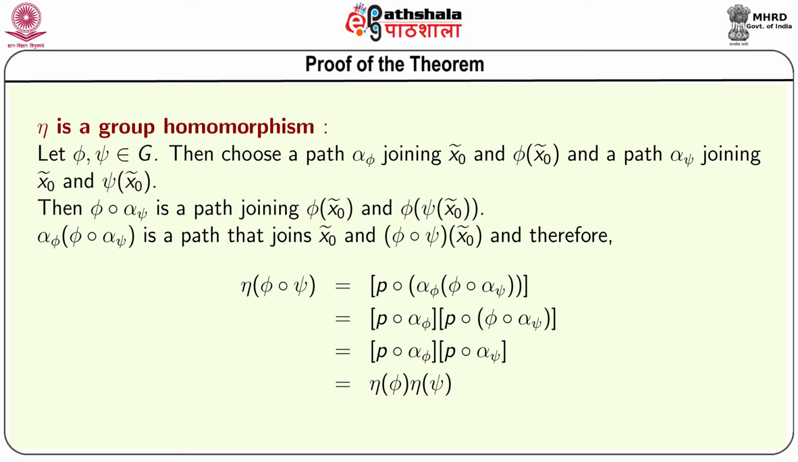Therefore, eta evaluated at phi composed psi is equal to the class of p composed alpha phi followed by phi composed alpha psi, which is equal to the class of p composed alpha phi times the class of p composed phi composed alpha psi, and that is equal to the class of p composed alpha phi times the class of p composed alpha psi, which equals eta of phi times eta of psi.